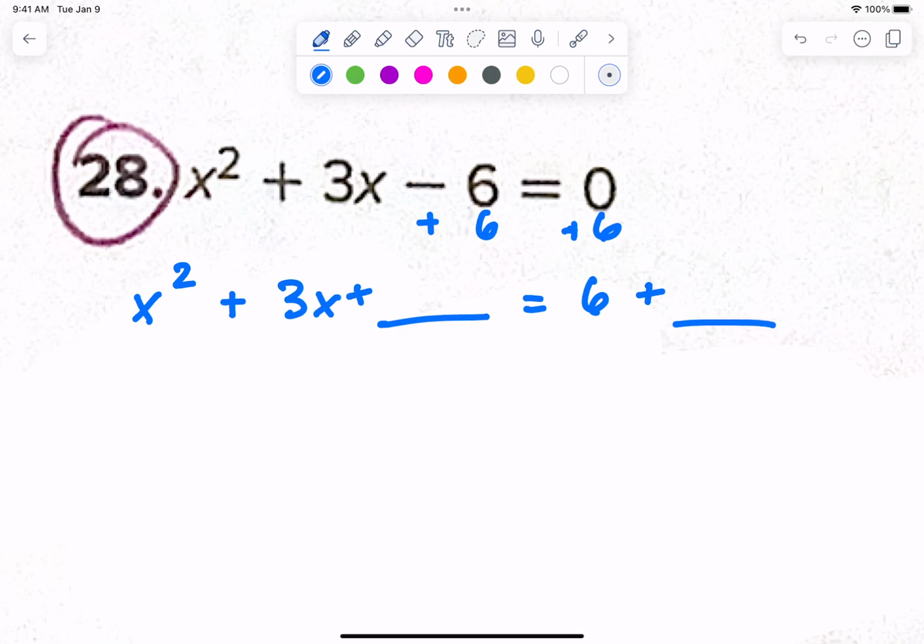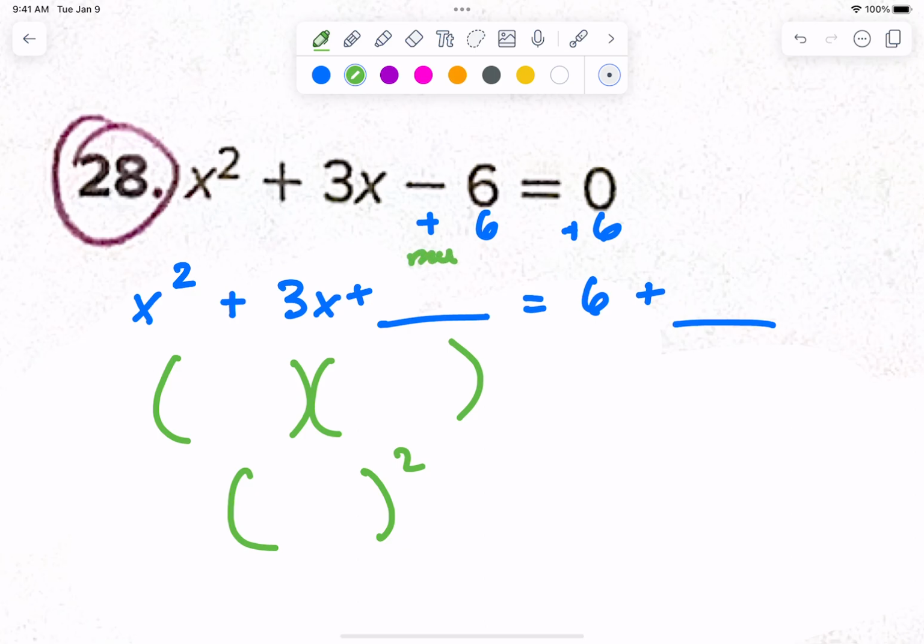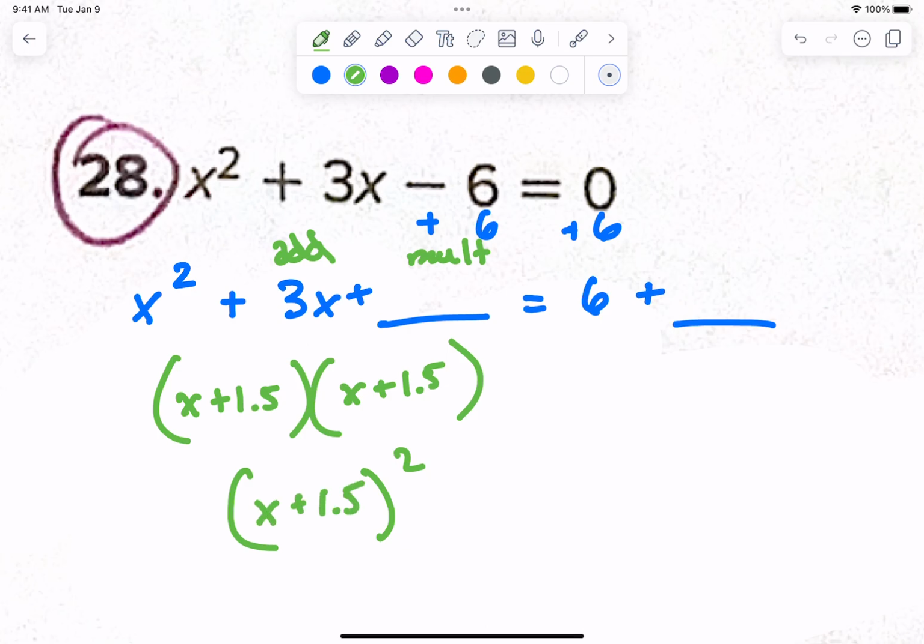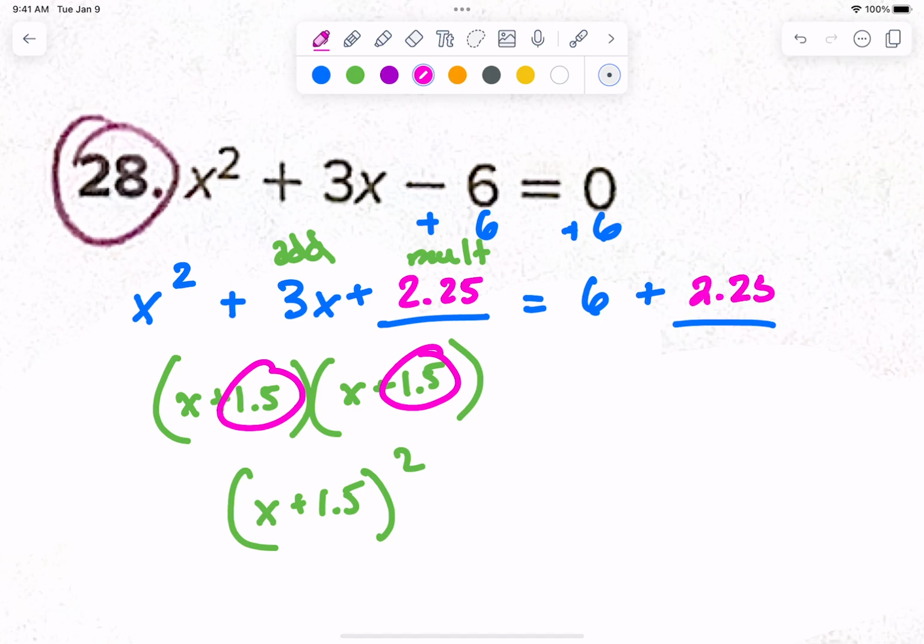Completing the square is completing the blank. I always tell my trade kids that, so you can remember how to complete the square. I want to write this as two binomials. What do I multiply to get this C value, but when I add them give me 3? 1.5 and 1.5 give me 3, right? So that's x plus 1.5 squared. Now, what is 1.5 times 1.5? 2.25. If I add it there, though, I have to add it to the right side.